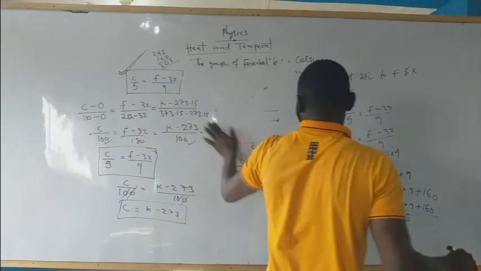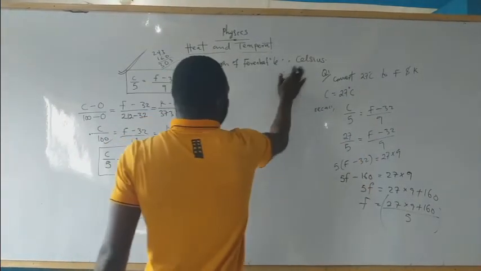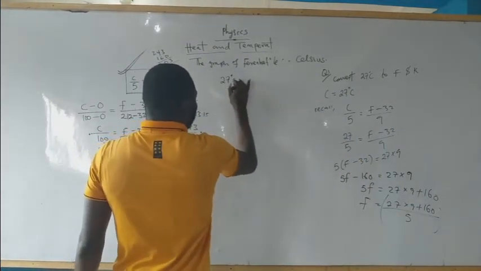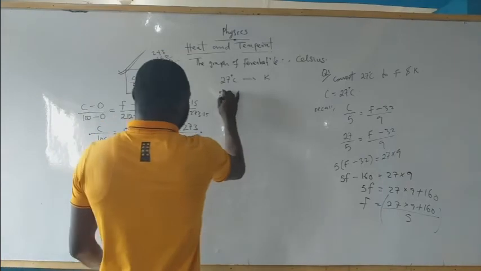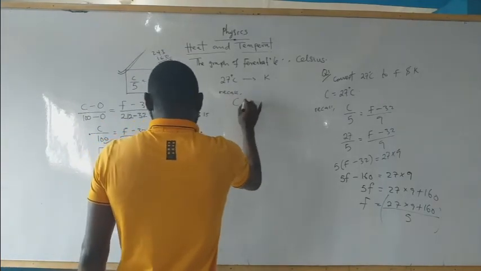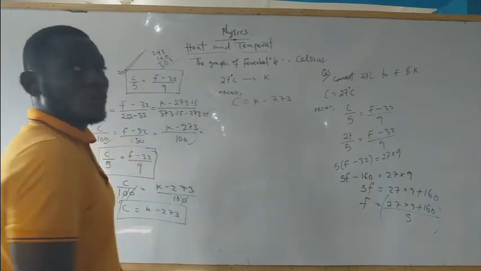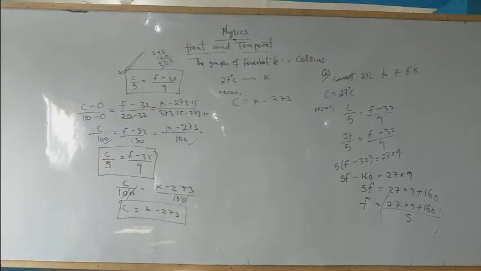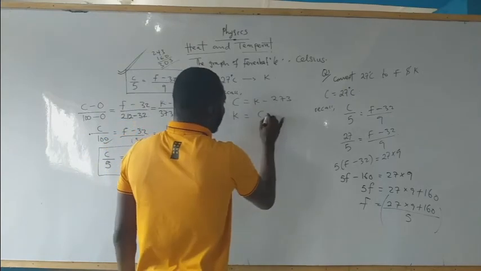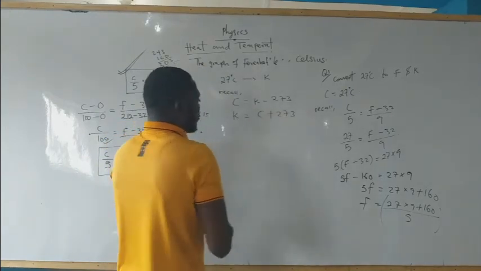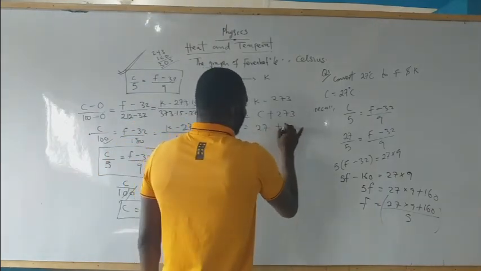Then what about this? 27 degrees Celsius to Kelvin. We know that, recall that C equals K minus 273. So K will be equal to C plus 273, that's equals to 27 plus 273.